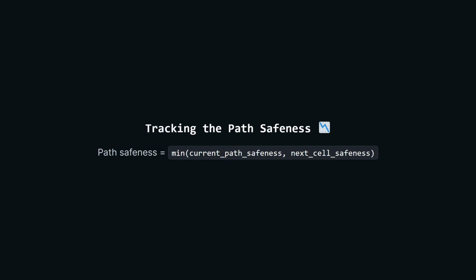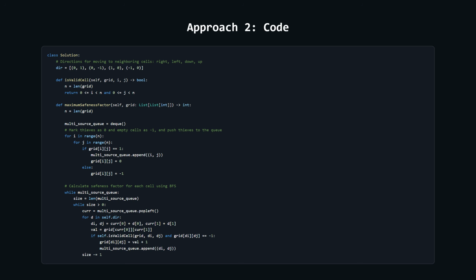As we move forward, we have to remember the rules. The safeness of our path is the lowest value we've seen on that path. So when moving to a new cell, our new path score is the minimum of our current path score and the new cell's score. Here is the first half of the greedy approach.